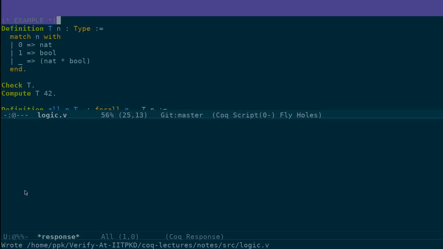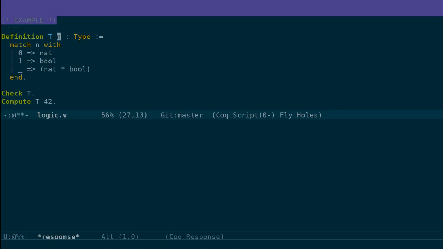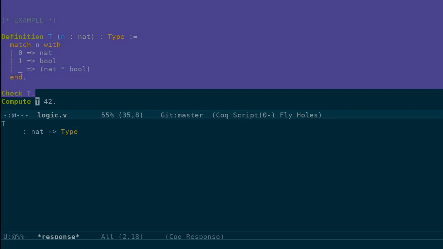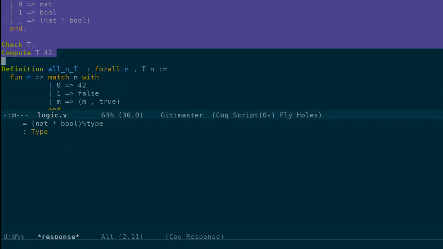We conclude by looking at a rather nonsensical definition here of a type family. Look at this type family T n. So a type family means it takes n and gives a type, and in this case n is NAT. It is defined as follows. Match n: if n is 0, then it is NAT. If n is 1, it is bool. If anything else, it is NAT star bool. You can see that T is a type family from NAT to type, and for example, you can see that T 42 is NAT star bool.